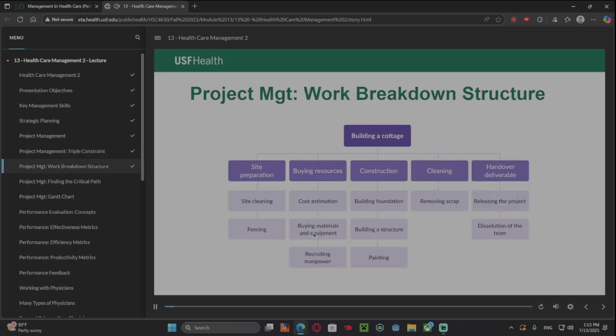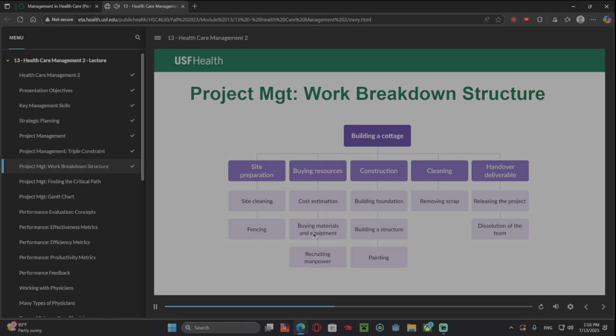One of the main tasks of a project manager is called the work breakdown structure. Every project has many tasks associated with it. This example is building a cottage. And of course, you would have to do site preparation, buy the resources, construct the cottage, clean the cottage and the area around it, and hand over the deliverable to the client. But each of those has detailed tasks under them.